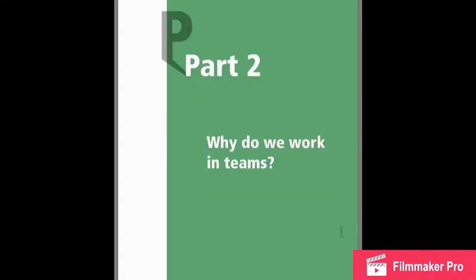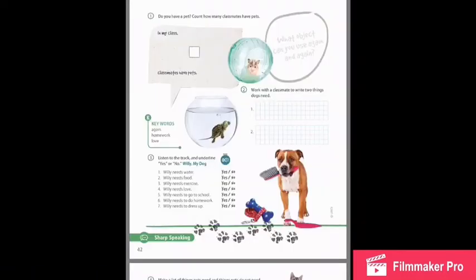Okay, let's continue with the activities. So open your book, page 42, and we're going to answer the activities. Number 1, do you have a pet? So ask your cousins or friends if they have pets. So count how many people have pets and write the number in the box.